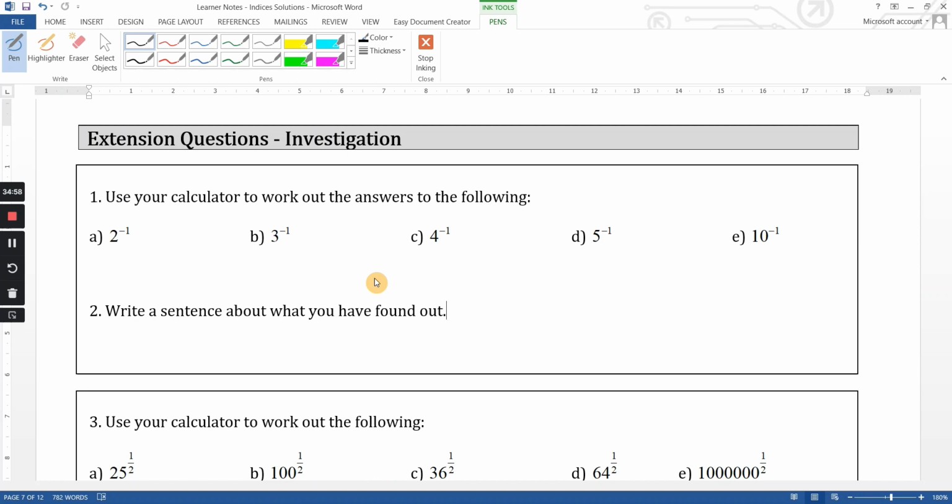In your calculator, if you press 2, then your power button, and then put a little -1 in the box, press equals, it comes up as a half. It looks like this on my calculator. Okay, let's do the same for the next one. 3 to the power -1. That's going to be a third. And 4 to the power -1.